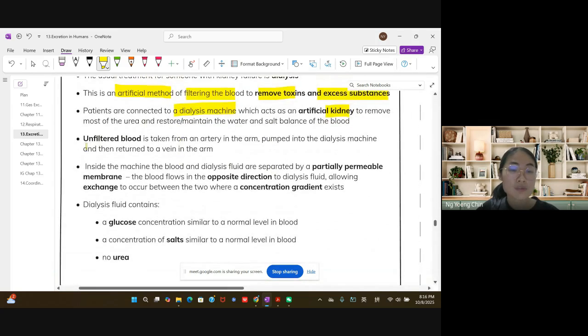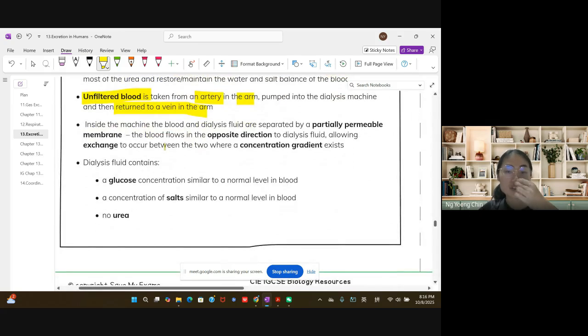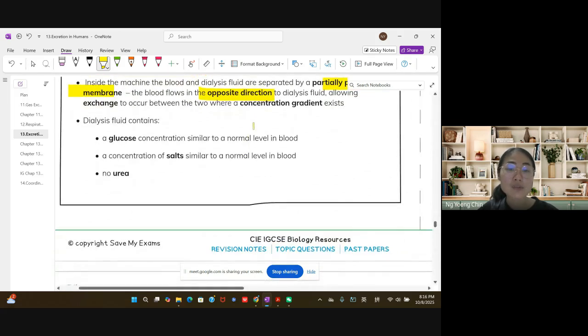How it works is that unfiltered blood is taken out from the artery in the arm, pumped into the dialysis machine, and then returned to the veins in the arm. Inside the machine, the blood and dialysis fluid are separated by partially permeable membranes. The blood flows in the opposite direction to the dialysis fluid, allowing exchange to occur along the concentration gradient.